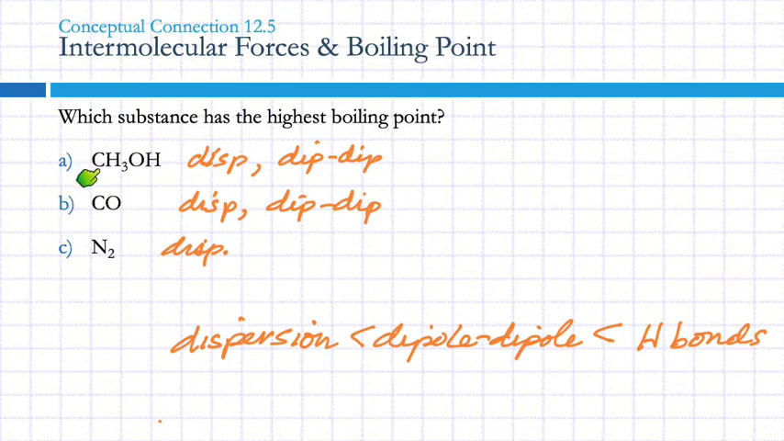Can either of these form hydrogen bonding? A, because we have an oxygen-hydrogen bond. So this also has hydrogen bonding. Hydrogen bonding is the strongest of the intermolecular forces. Strong forces, higher boiling point. Okay?